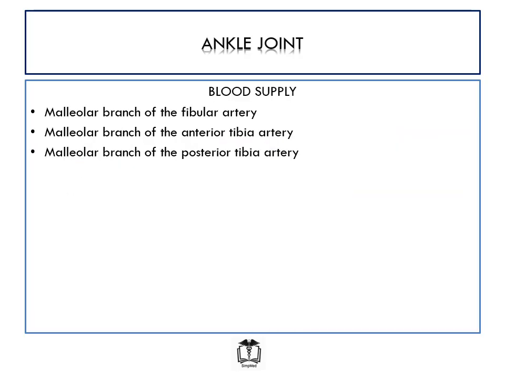The blood supply to the ankle joint is from a number of different vessels. This includes the malleolar branch of the fibular artery, the malleolar branch of the anterior tibial artery, and the malleolar branch of the posterior tibial artery.